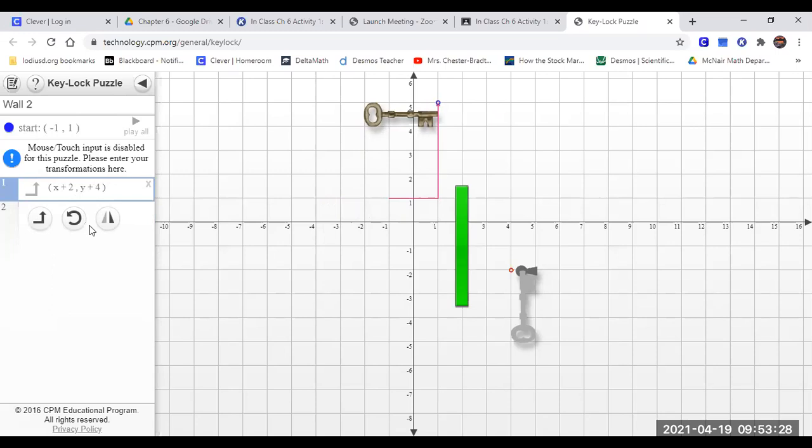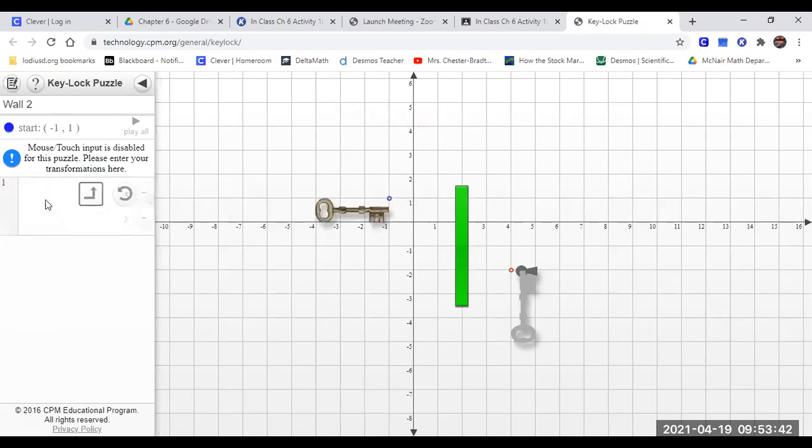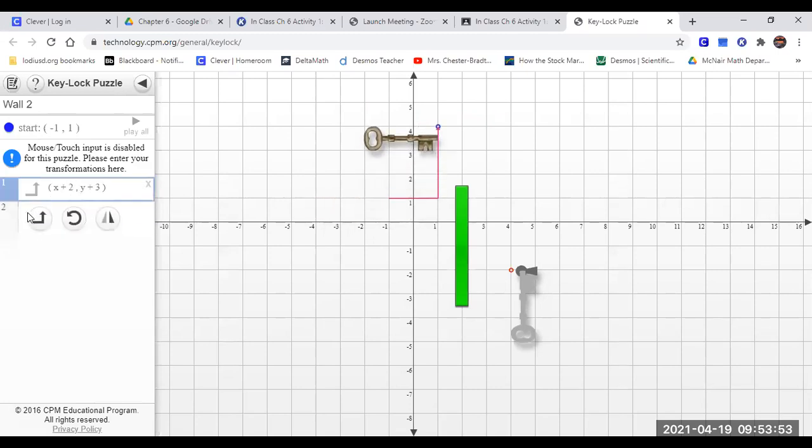So you just want to go over 2, up 3? Okay, let's try it. Over 2, up 3. That gets us there. Is that what we want to be there? No.